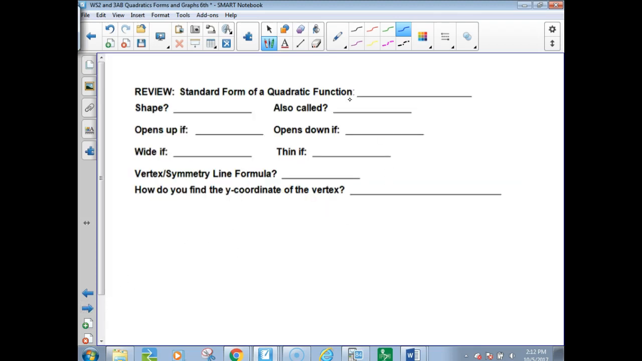Okay, so here you go. This is a summary. Standard form is f of x is equal to ax squared plus b... we're now just finally getting to b, right? To 3a. Sorry, 3a. Thank you. Ready? Okay. The shape is a U.